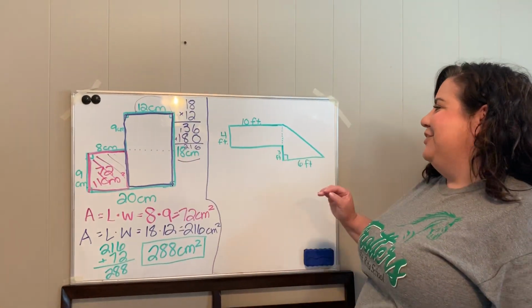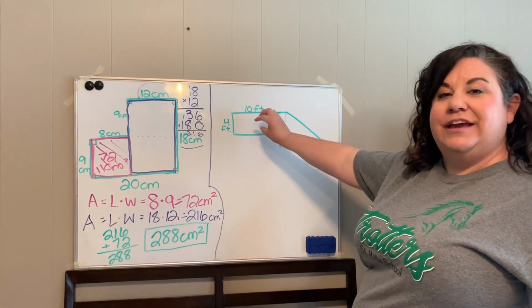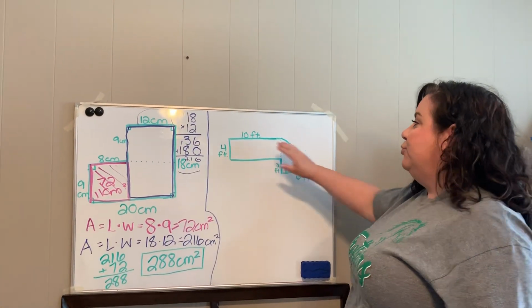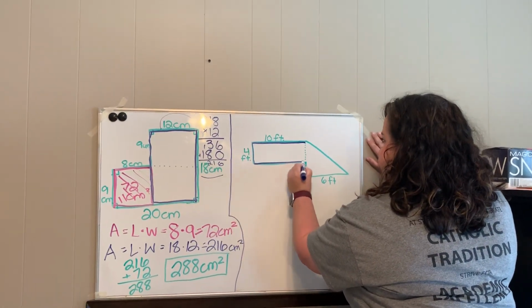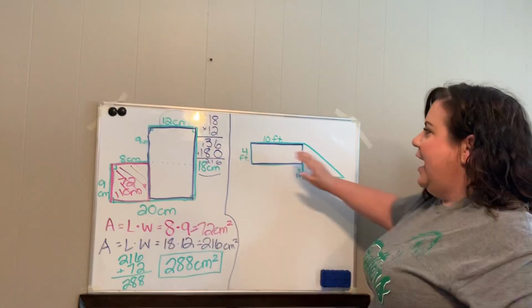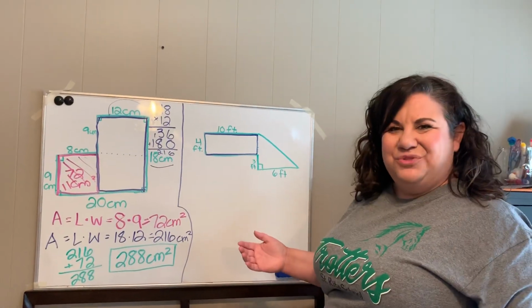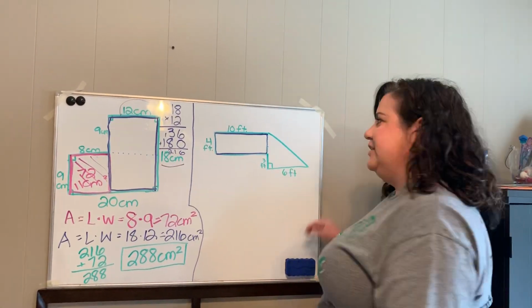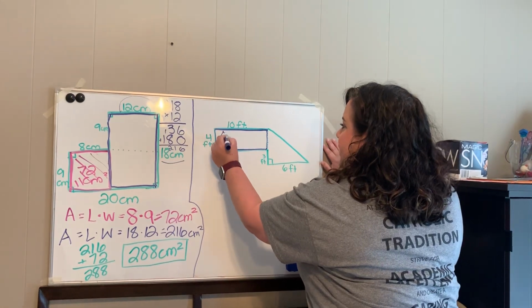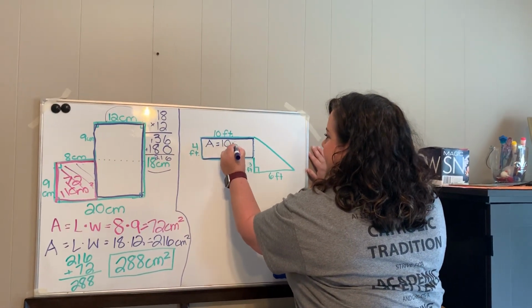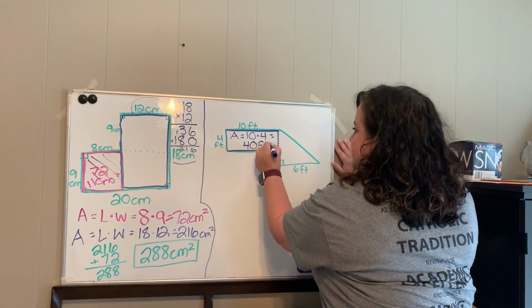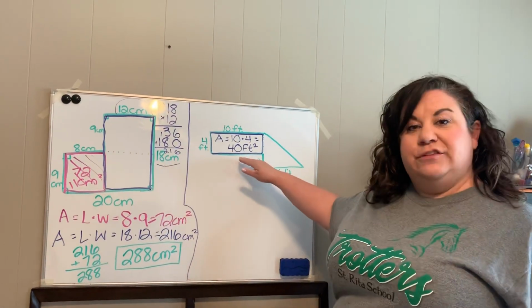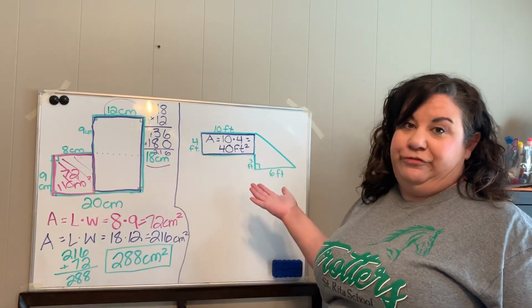So what I notice here is that I have both a rectangle and a triangle. So with my rectangle, which is right here, okay, I can easily see those measurements. To find the area of this particular little rectangle, I'm gonna multiply 10 times 4 and get 40 feet squared, okay? So that's 40 feet squared, or 40 square feet.